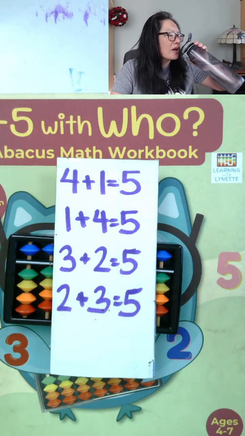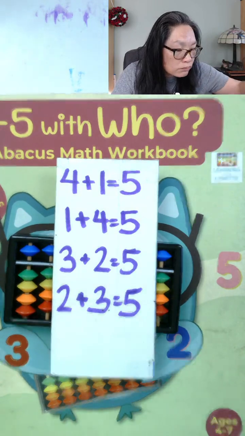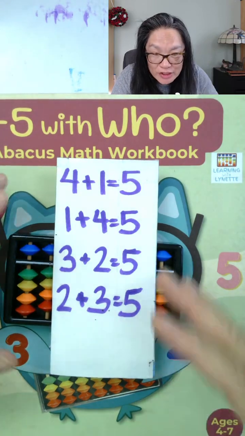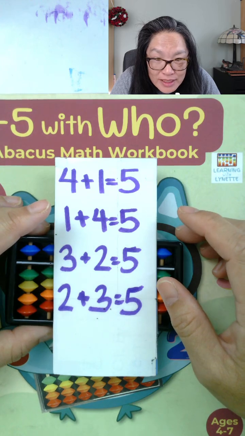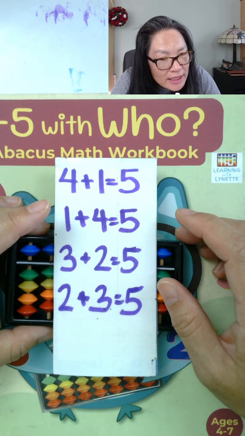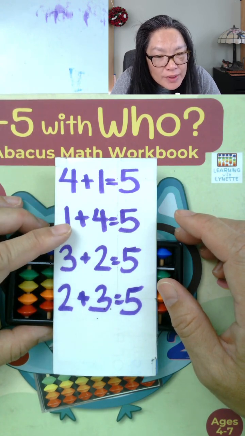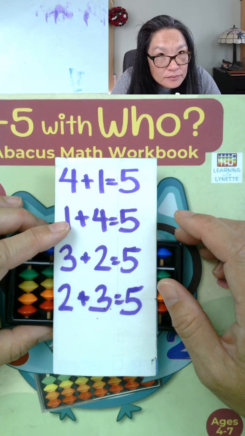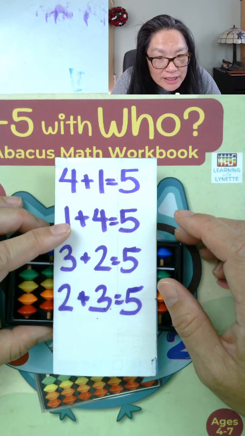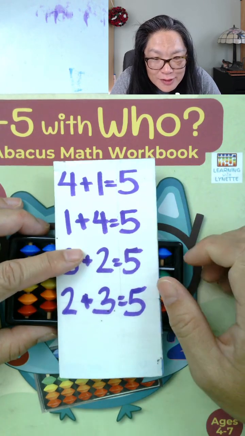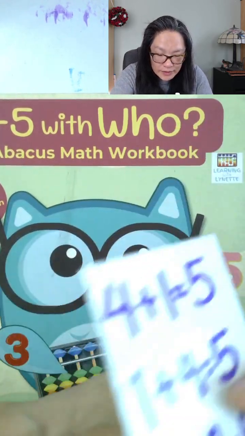Why? Because you're going to see the beads on my abacus feel like clay, possibly clay. If your beads are clay, then you have to be careful because clay will break. So you cannot flick too hard. So what are we doing?